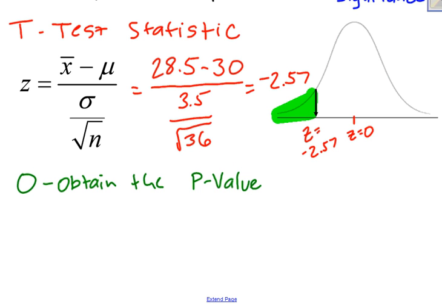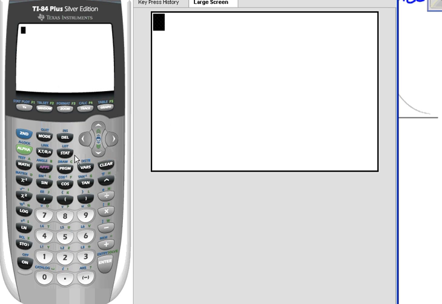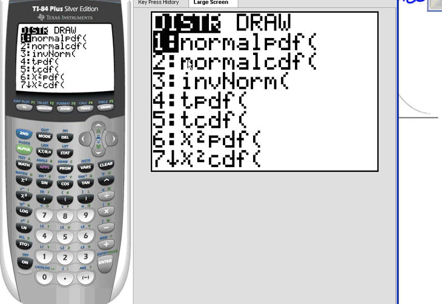Okay, the p-value, let me get an arrow out here. The p-value is the area of this shaded region. Well, I can just use my calculator for that. So let me get my calculator out. And I'm using a z distribution. So I'm going to go, let's see, second vars, and I go down to number 2, which says normal CDF. So I go normal CDF.